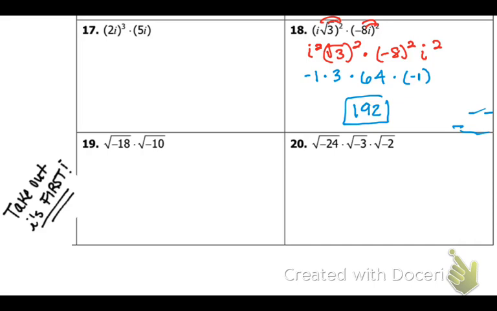The next one that I'll do is number 20. This is where taking out the i first comes into play. Notice how here you can see the i. You can see the i. But over here there's i's. You just can't see them.